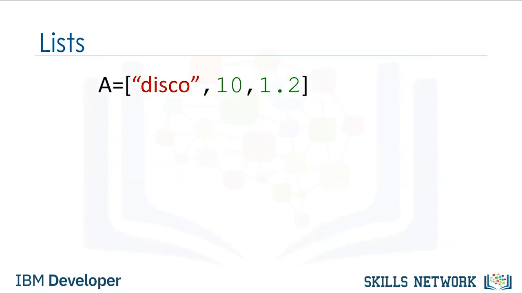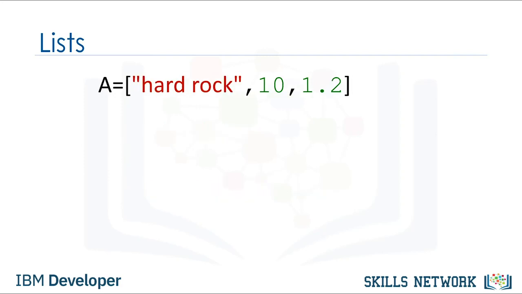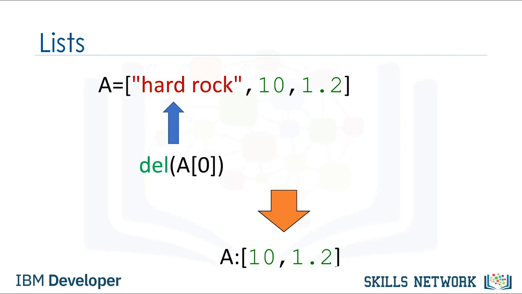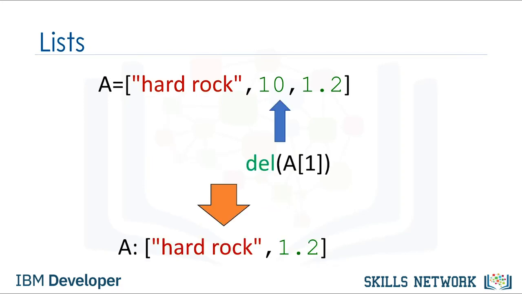As lists are mutable, we can change them. For example, we can change the first element as follows. The list now becomes hard rock, 10, 1.2. We can delete an element of a list using the del command. We simply indicate the list item we would like to remove as an argument. For example, if we would like to remove the first element, the result becomes 10, 1.2. We can delete the second element. This operation removes the second element of the list.